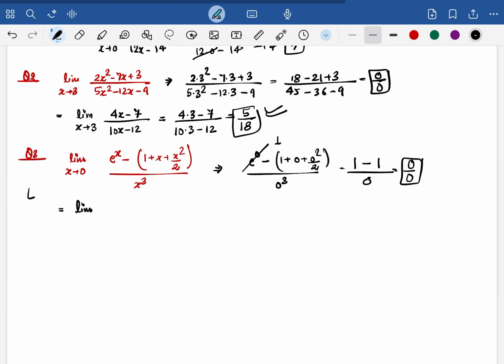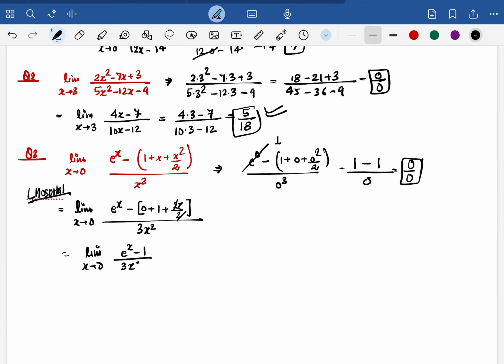We'll apply the L'Hospital rule. L'Hospital means we'll differentiate the numerator as well as denominator. So x tends to 0. Differentiation of e to the power x is e to the power x, minus of 1 differentiation is 0, x is 1, and x square is 2x by 2. So this will be getting cancelled, and differentiation of denominator is 3x square. So what's your final answer? Limit x tends to 0, and this is e to the power x minus 1 upon 3x square.